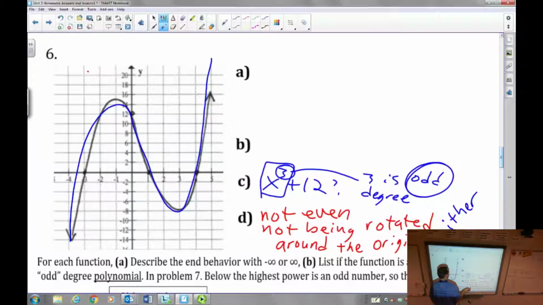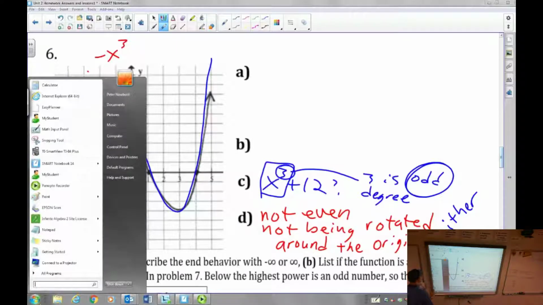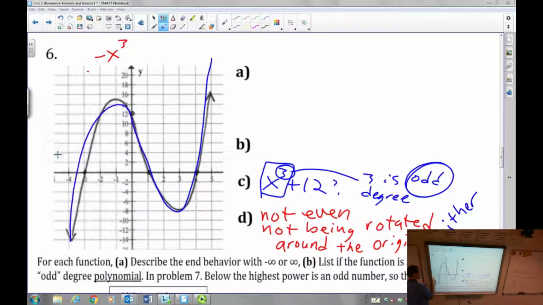Part B, because it's flipped this direction and not this direction. If it started off high and then came down low, then that would be a negative coefficient. Just like, look in your calculator and do negative x cubed or something. I'll show you what I mean real fast. Some of you are still like, what? What is he talking about?